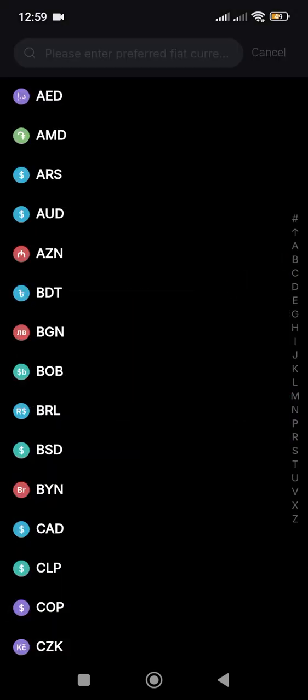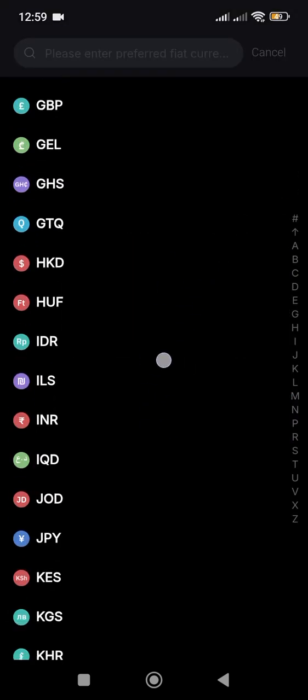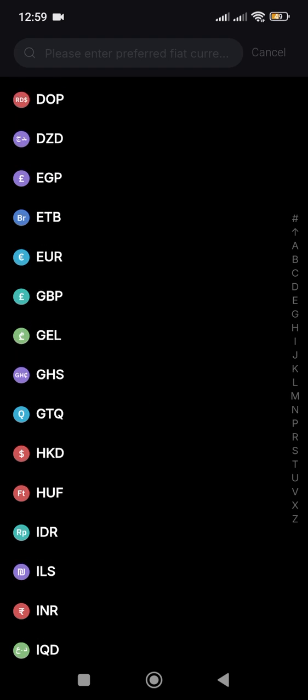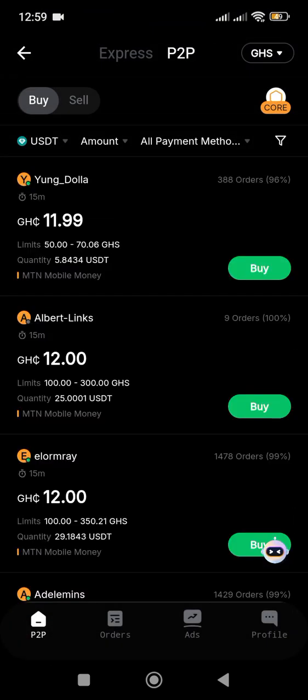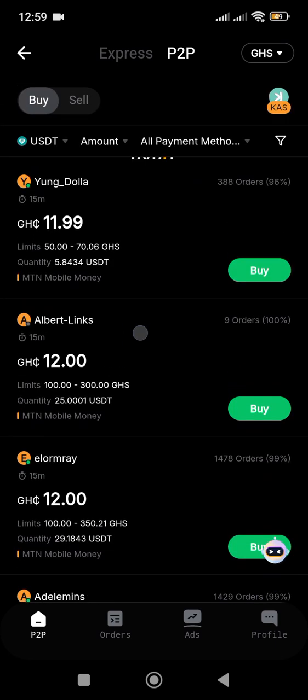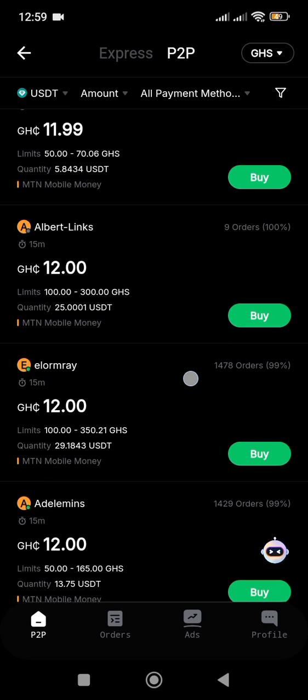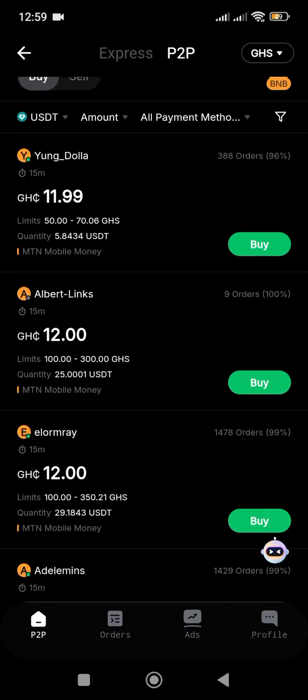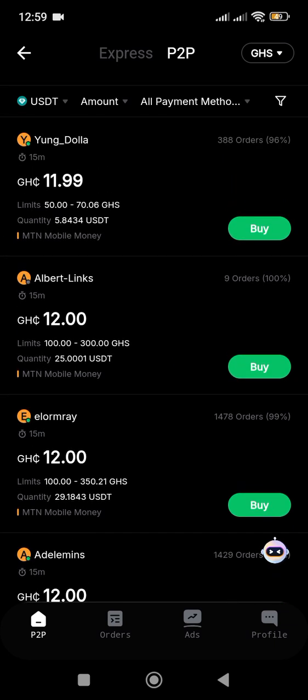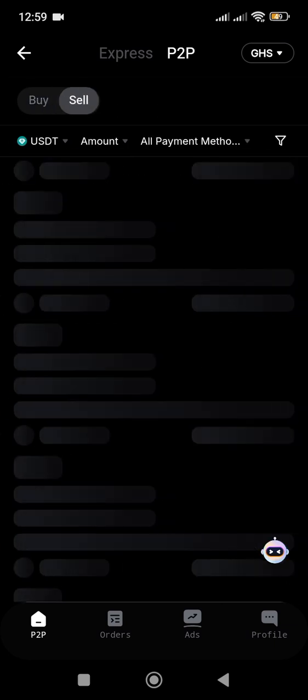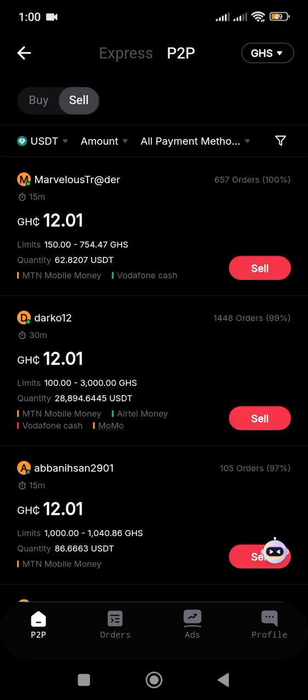So you can easily change to, okay, let me use Ghana. This is GHS, I think it's Ghanaian cedi. You can see it's automatically changed to cedi. So if I'm buying from this person, it means that I'm going to pay him with Ghanaian cedis. You understand? And if I want to sell too, I should be able to receive payment through Ghanaian cedis.